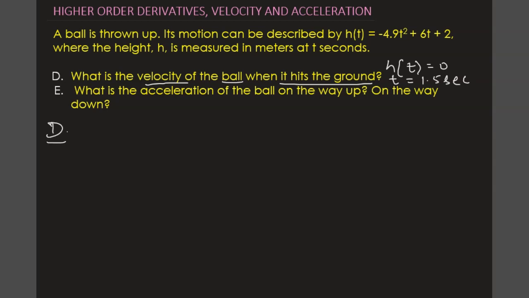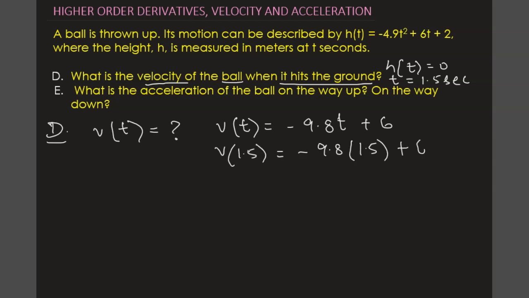So when we complete part D, the question wants us to find out velocity, and we know the velocity equation is negative 9.8t plus 6. That was from part A. So all we have to find out is the velocity when time is 1.5 seconds. We sub in time as 1.5 seconds, and then we put it on the calculator, and the answer that we get is negative 20.7 meters per second.